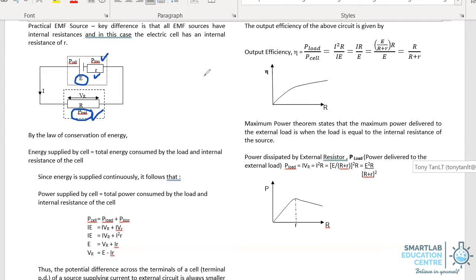So let's take a look at how we can maximize the power output at the load while minimizing the power loss. One way to do that is to look at the output efficiency. So we're taking the power of the load divided by the power input provided by the cell. In this case, we use I squared R divided by IE. So we'll arrive at an expression, and from here we can sketch a graph of efficiency versus R. And that's the shape of the graph. From the conclusion of the graph, it indicates that if you want to maximize the efficiency, then in this case, we want R to go to infinity. If R goes to infinity, then efficiency goes to 100%.